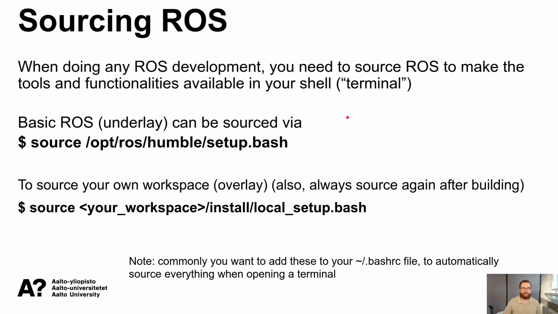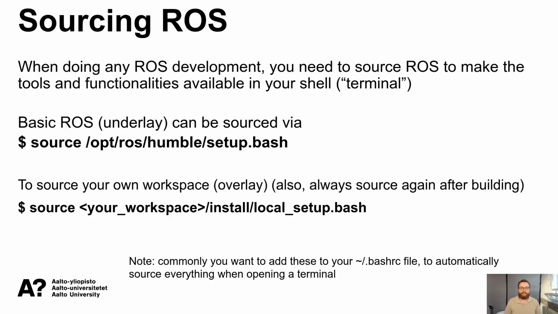So source /opt/ros/humble/setup.bash, and this sources the underlay. More details about this can be found in the ROS documentation, but this is to give you a practical overview of what you need to be doing when working with ROS. But okay, so the underlay gives you the basic ROS functionalities.